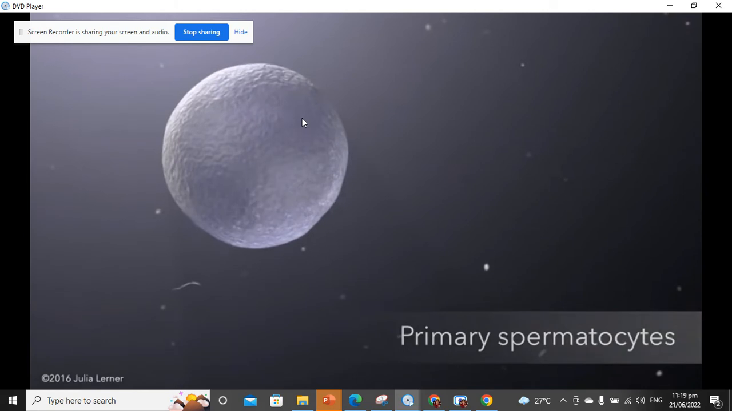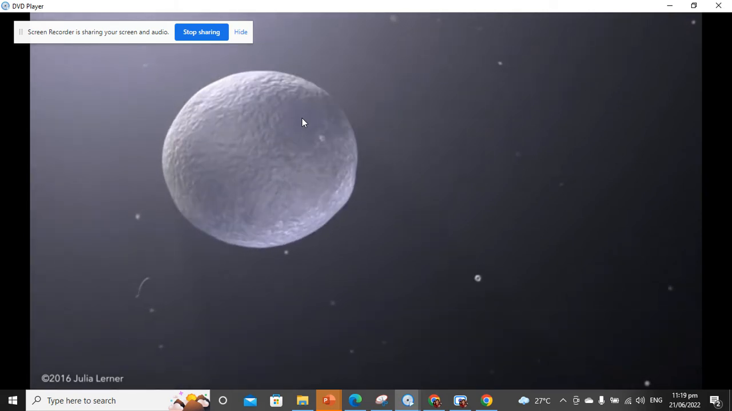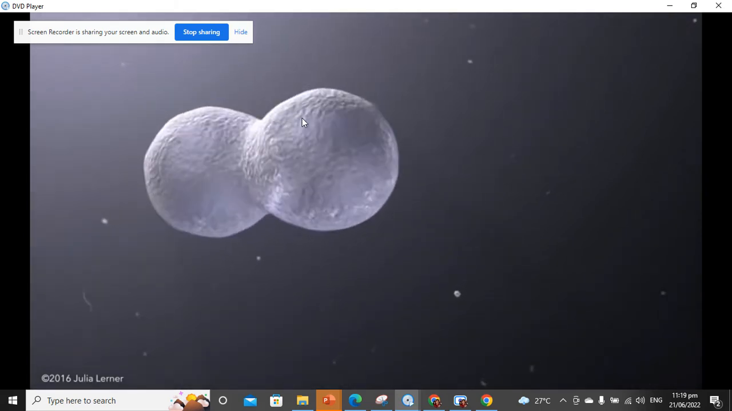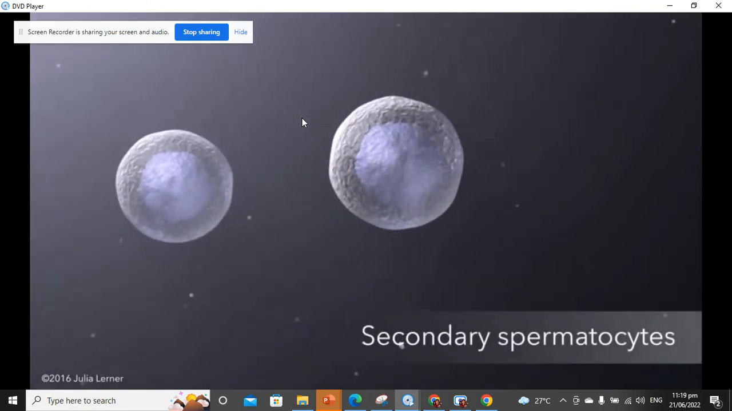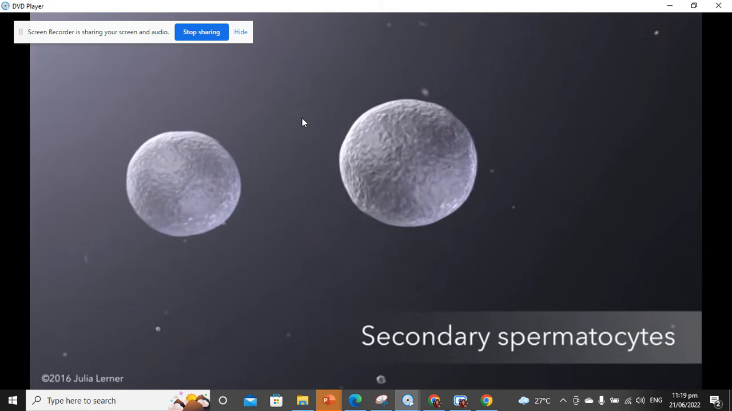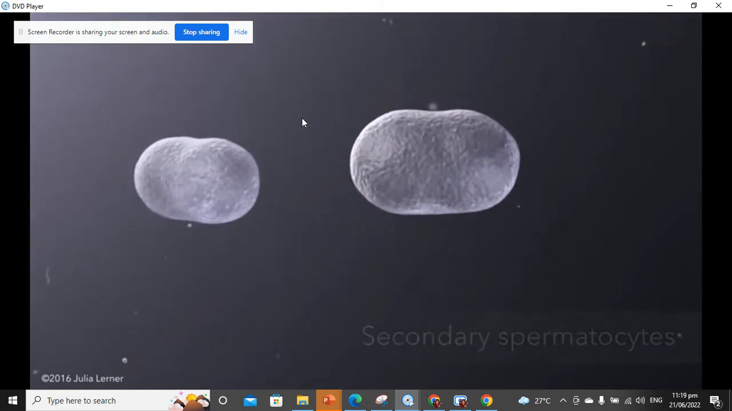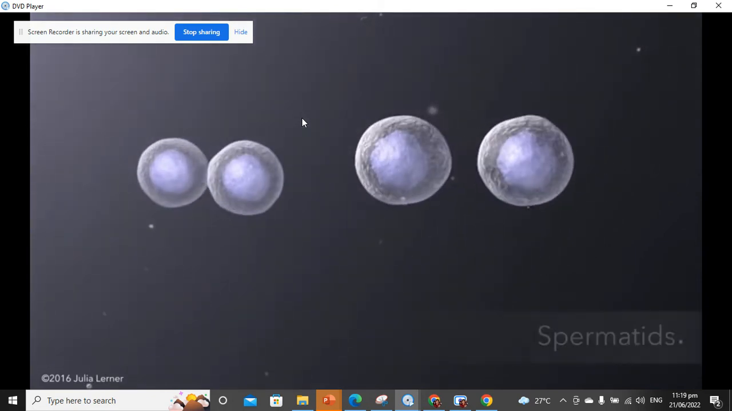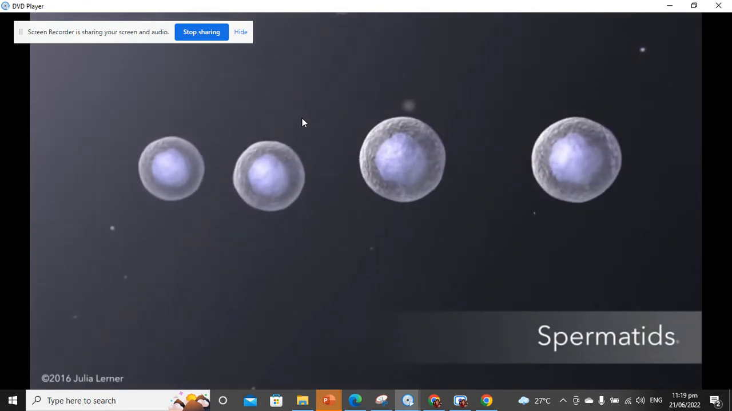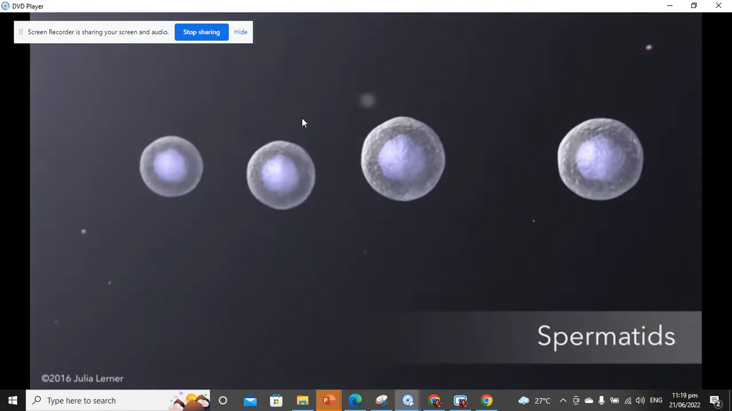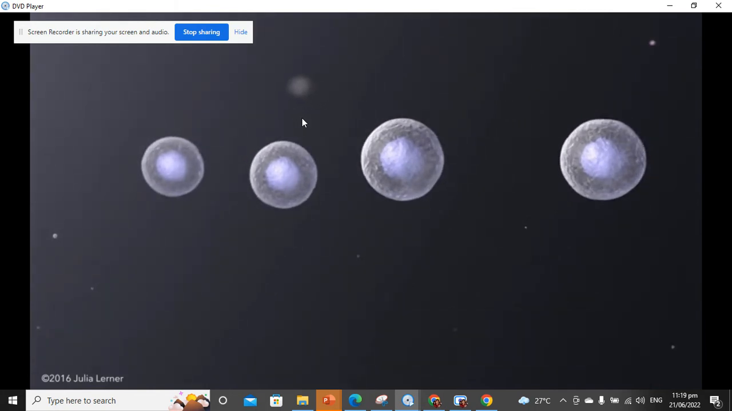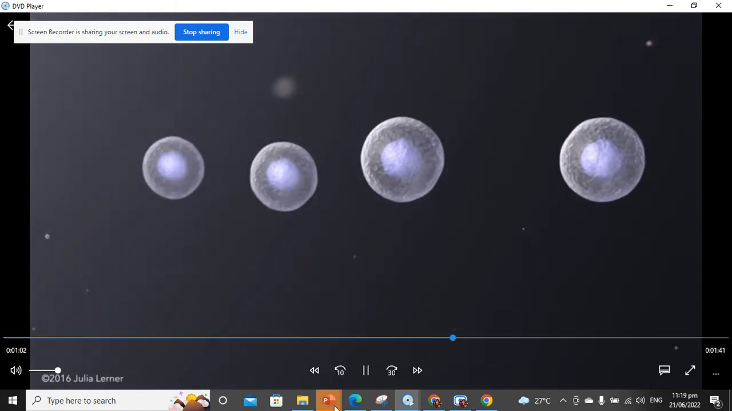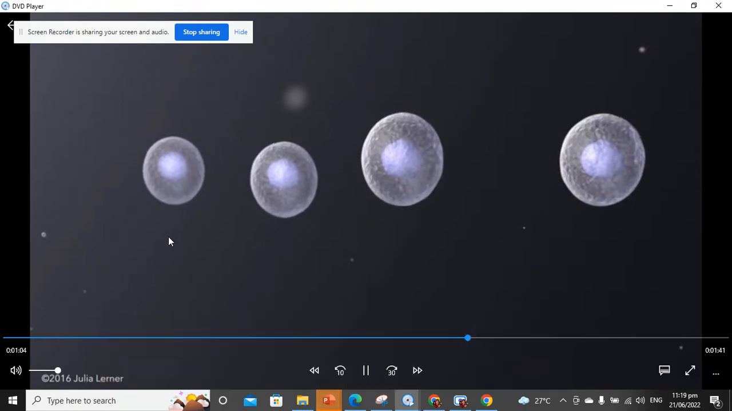Each of these primary spermatocytes undergoes a first meiotic division, forming two smaller haploid cells known as secondary spermatocytes. These secondary spermatocytes divide once more, giving rise to four haploid cells called spermatids, containing exactly half of the father's genetic material. Through a process known as spermiogenesis, the spermatids change shape, transforming into mature sperm cells.